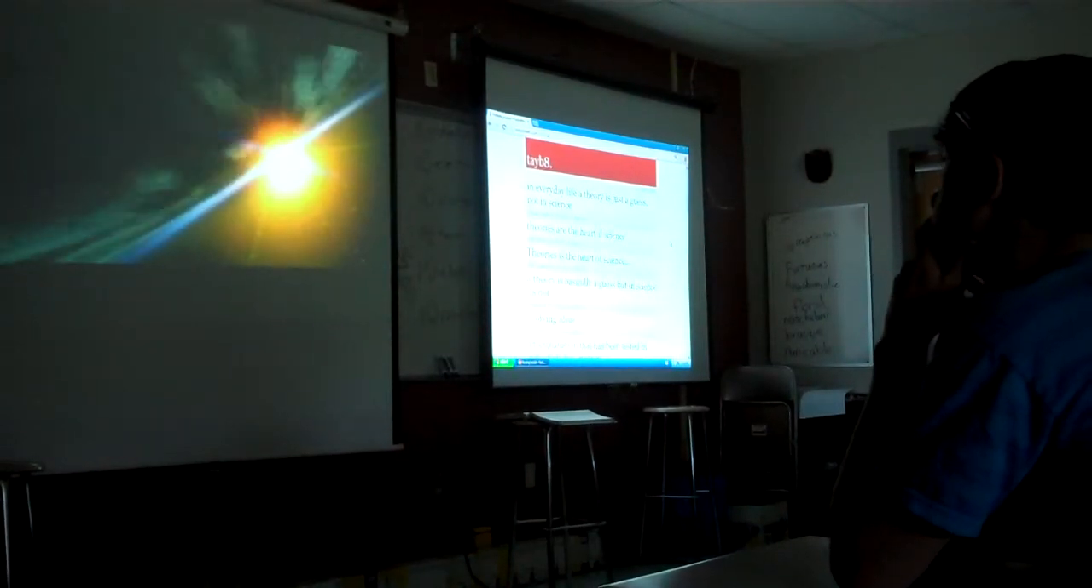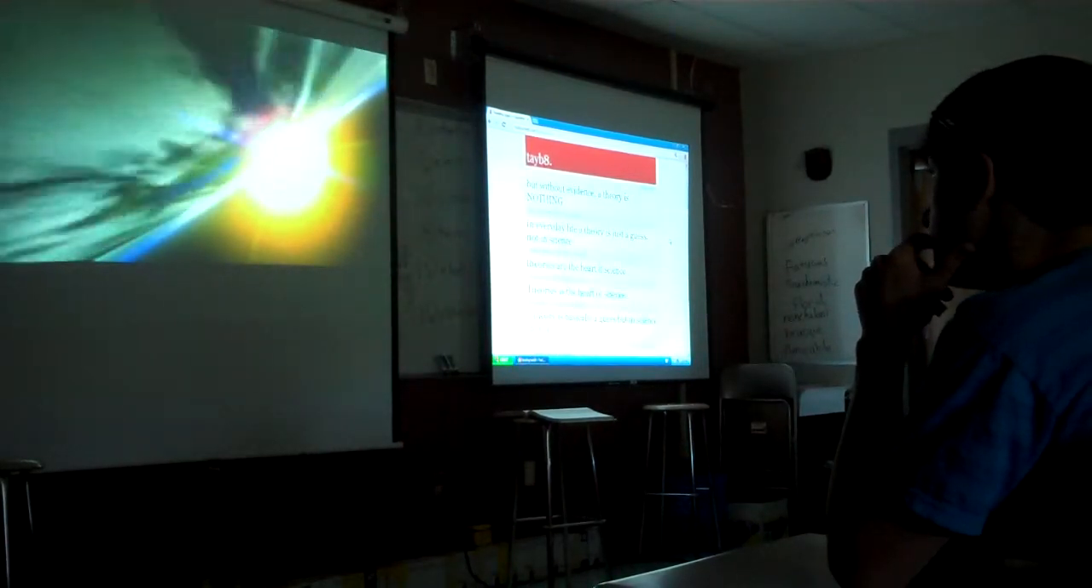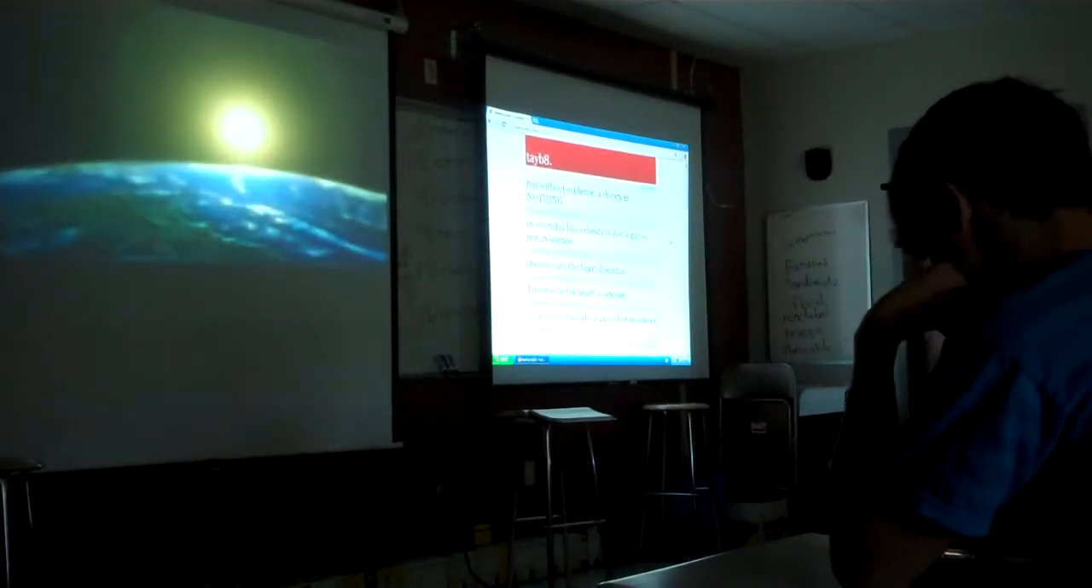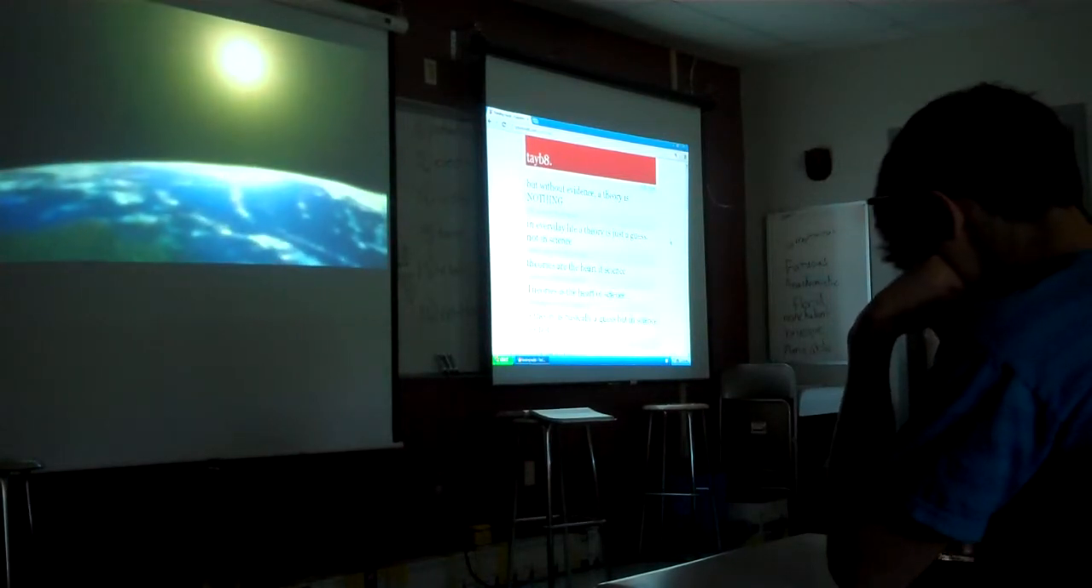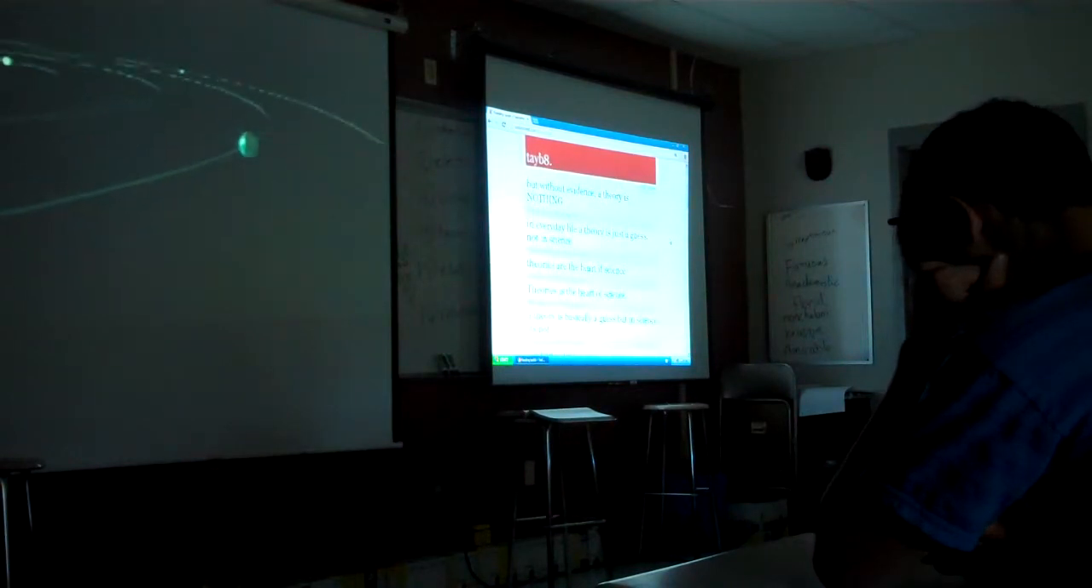People used to believe that the sun revolved around the Earth because that's how it looked. Over time, the steady accumulation of evidence supported a different theory, that the Earth and other planets revolve around the sun.